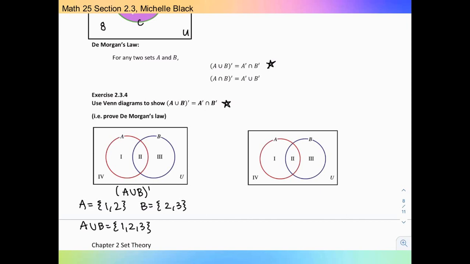But I actually want the complement. So you've got to compare it to the universal set, which has 1, 2, 3, and 4. A union B complement, therefore, would just be region 4, right? If the union has 1, 2, and 3, then the only one that's not within that already would be 4. So I'm going to shade in region 4.